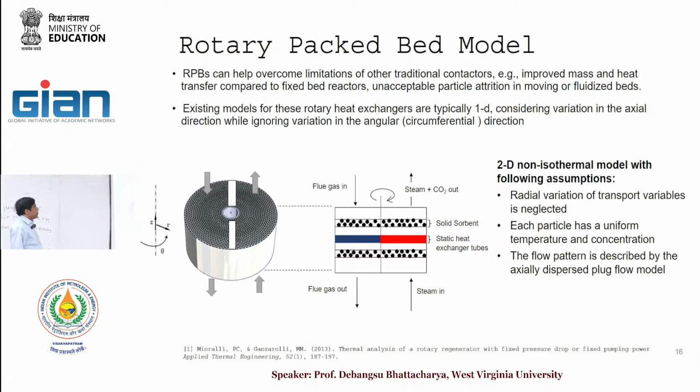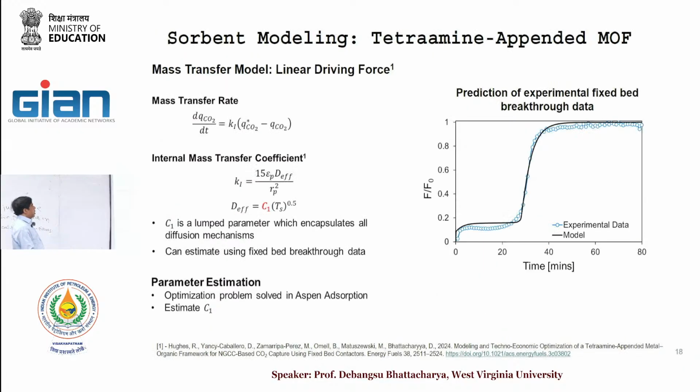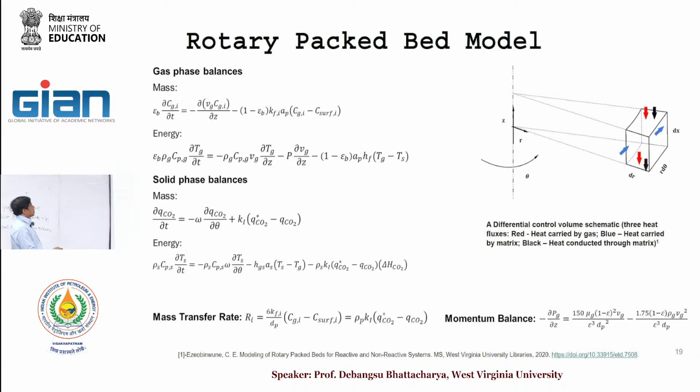There are many different ways to do this. One is the consideration of the heating and the cooling, and there are static heat exchanger tubes that we anticipated in between 2 layers for heating and cooling. Okay, without spending too much time on it, this I already explained before. This is a tetramine-appended MOF which we evaluated for this one. Okay, and I will skip these ones.